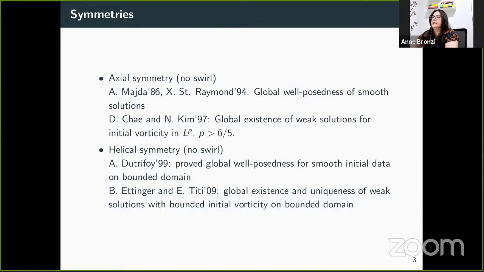Then in our work with Helena Nussenzveig Lopes and Milton Lopes Filho, we tried to generalize this result. Actually, not generalize, but we studied this problem on the whole space, not on bounded domains. And also the vorticity will be more irregular. It's not as regular as L infinity.